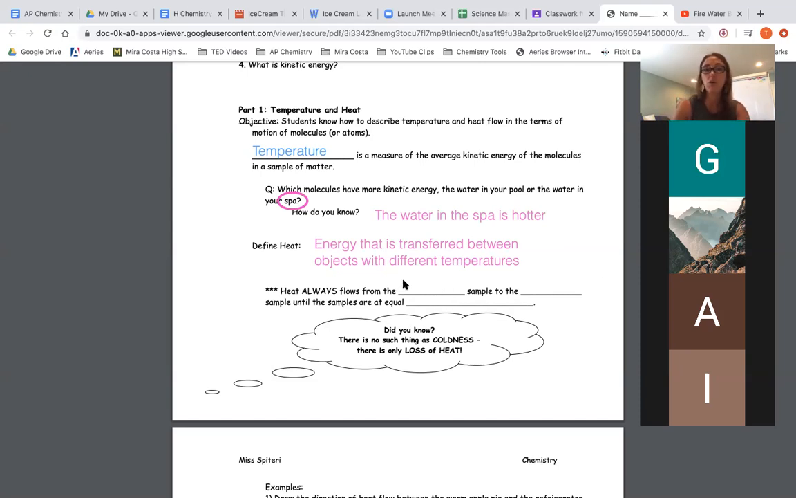So heat always travels from the hotter sample to the colder sample until the samples are at equal temperature. In other words, I could keep touching this until my hand and the water are at the same temperature, right? So again, there's no such thing as coldness. There's only loss of heat. So that's a pretty cool concept.